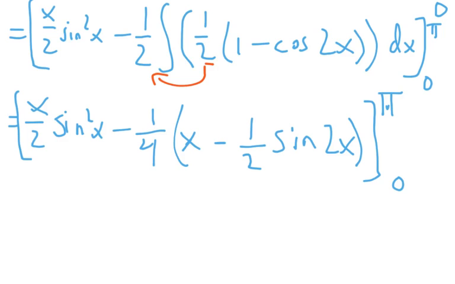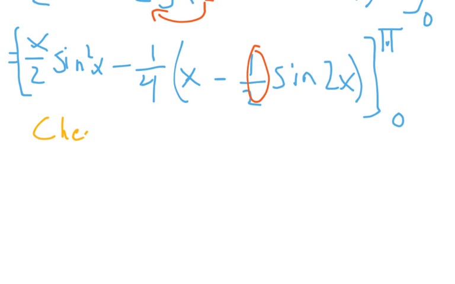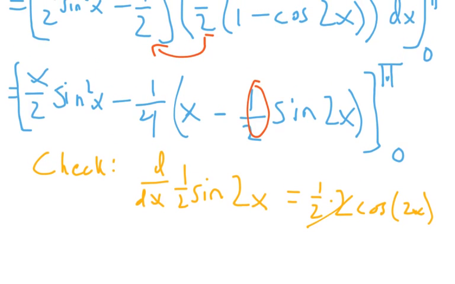Now, the reason this 1/2 is here is you can check it again. We check our work, and we take the derivative of 1/2 sine 2x. Now this is just going to be 1/2 times 2 cosine 2x, right? This gives us our cosine 2x that we wanted.